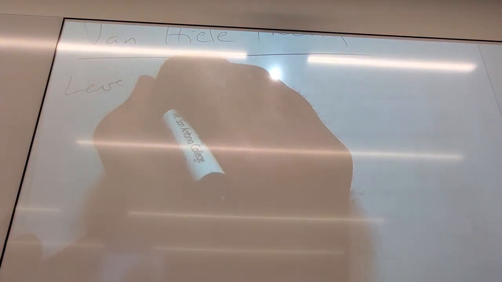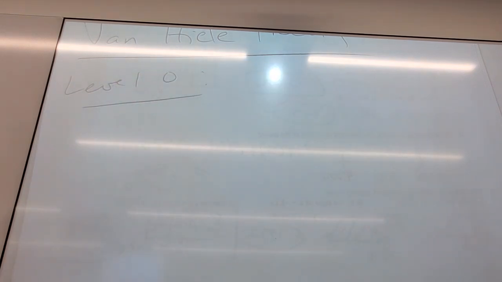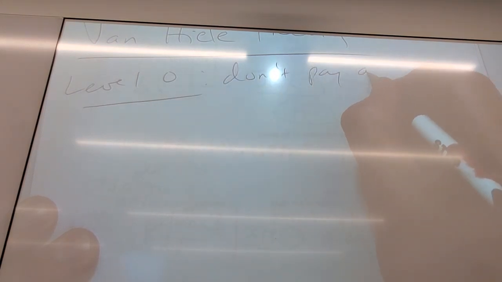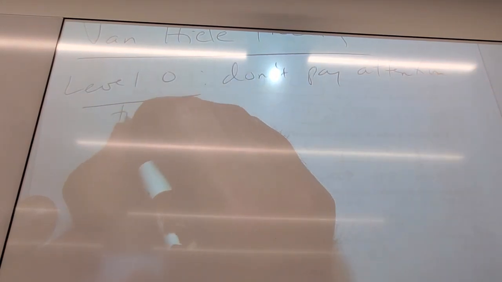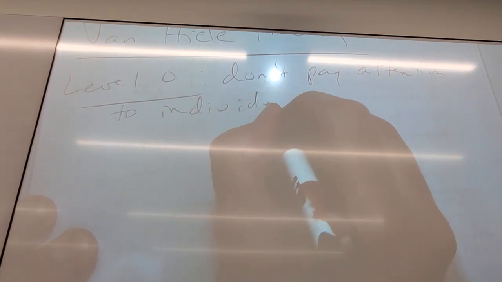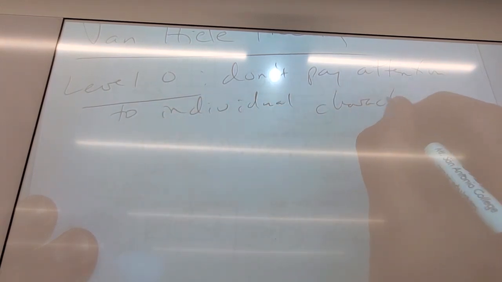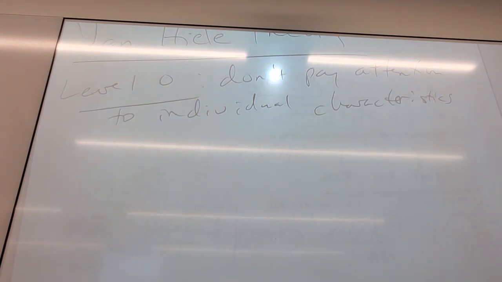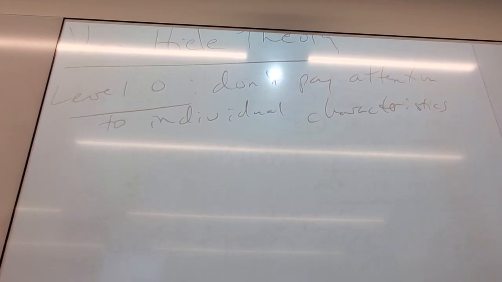With this theory, level 0, this is where they just are given a stereotypical triangle, so they're not able to handle rotations. They don't pay attention to individual characteristics. They kind of have this standard in their head, and if it doesn't match the standard, they throw it out. They don't think, does it meet the definition of triangle? Does that make sense?